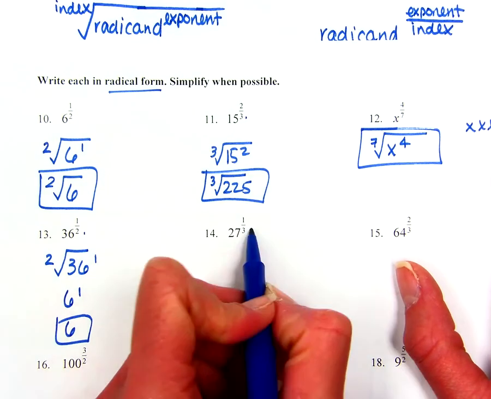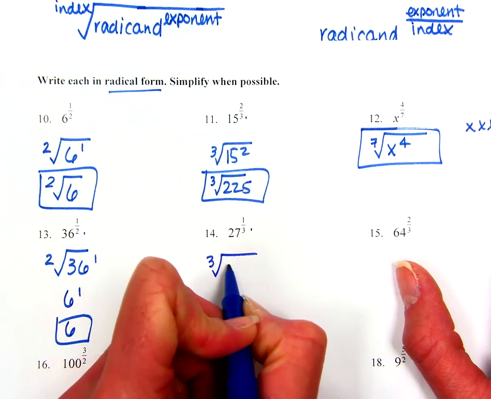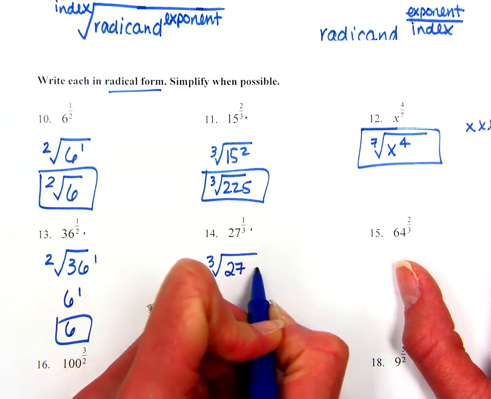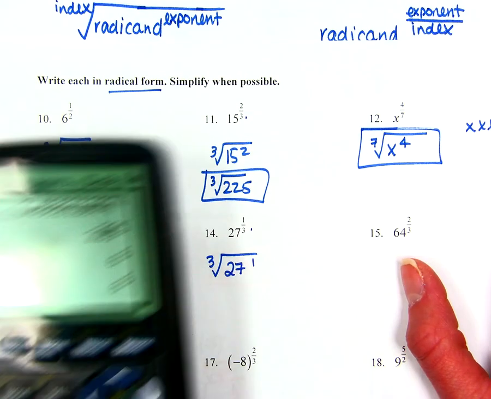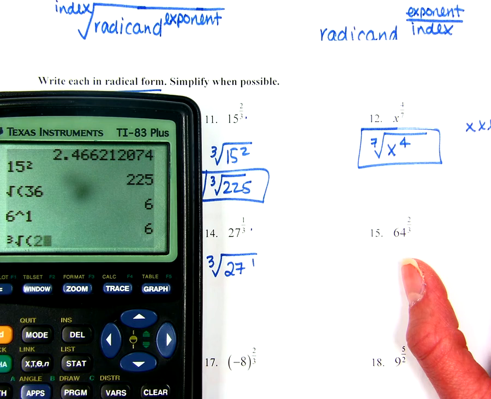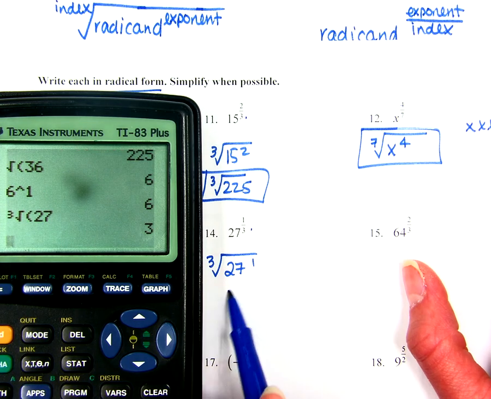All right, this one, always look at your denominator. Start there. So that's what your index is going to be. It's the cube root of 27 to the 1st power. So what is the cube root of 27? That's 3. And then 3 to the 1st power is just 3.